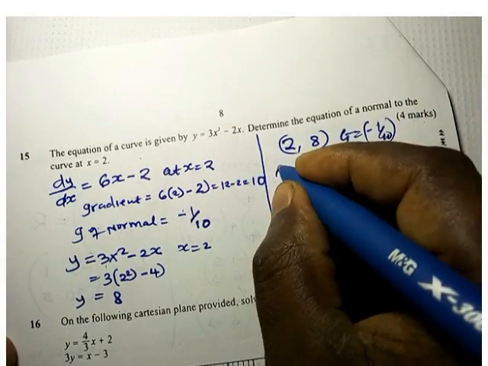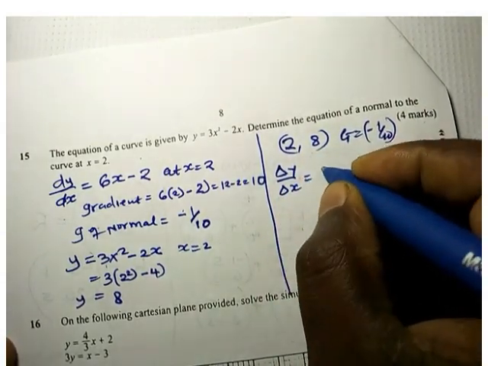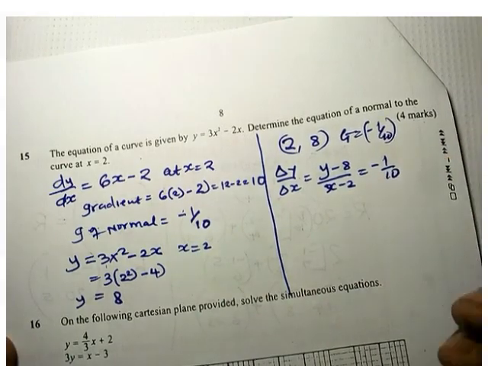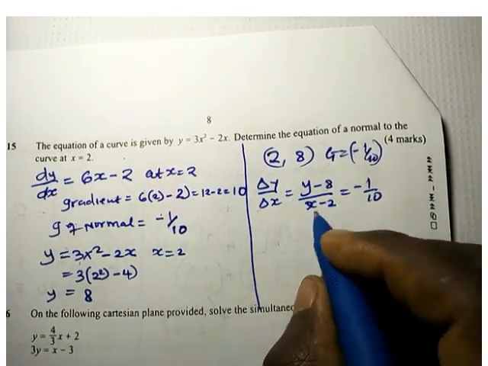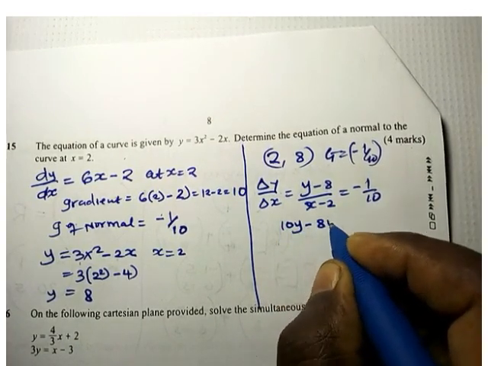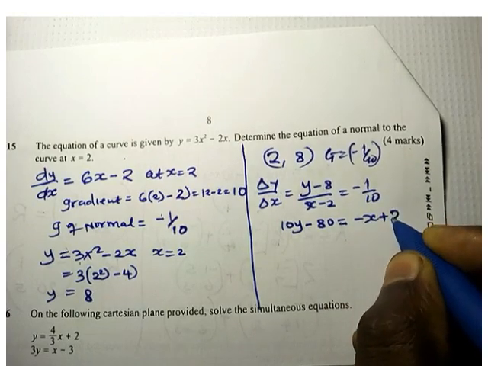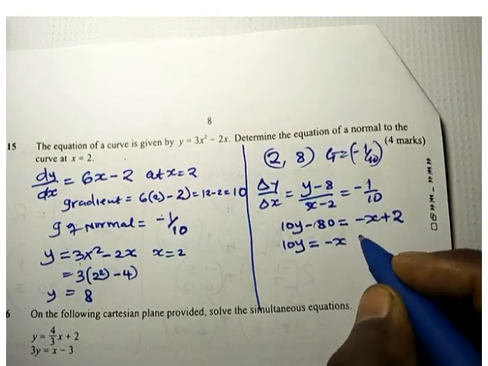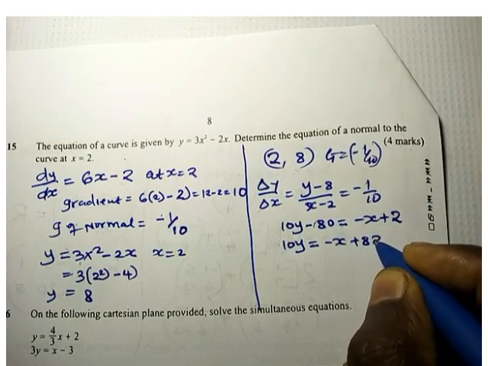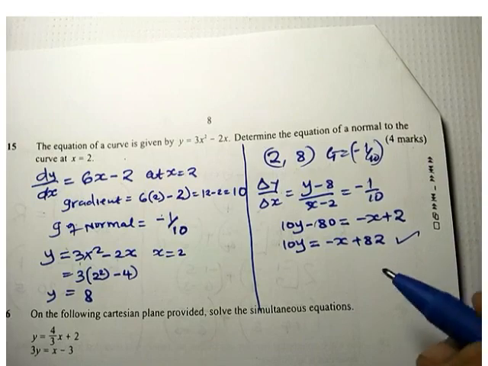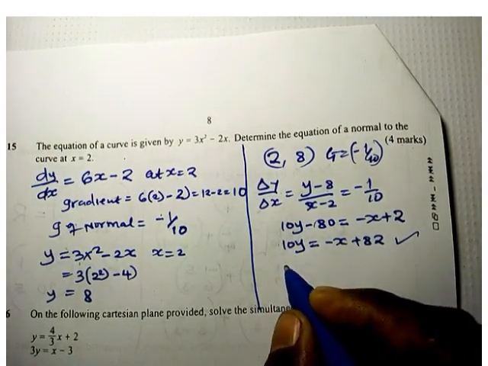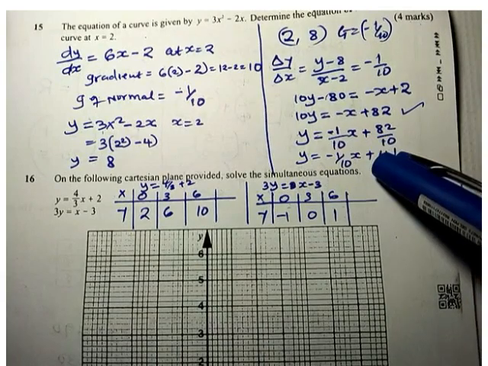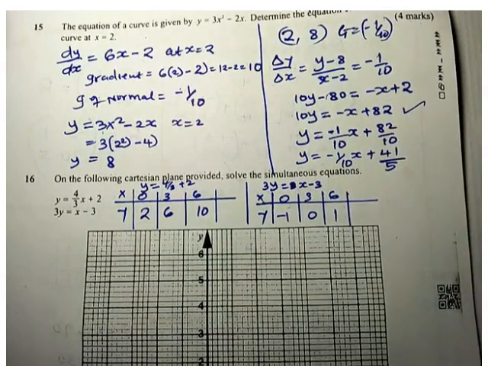Now we can get the gradient is equal to change in y over change in x, which is equal to y minus 8 divided by x minus 2, and the answer is negative 1 over 10. So we get that this is going to be 10y minus 80 is equal to negative x plus 2. We cross multiply, that is 10y is equal to negative x, and when it comes to this side it will be plus 82. That is the equation. Because we were not told otherwise, you can leave it there, or you divide by 10 and say y is equal to. So you can write the equation in this form, or you can leave the answer at this point, no problem. There was no restriction.